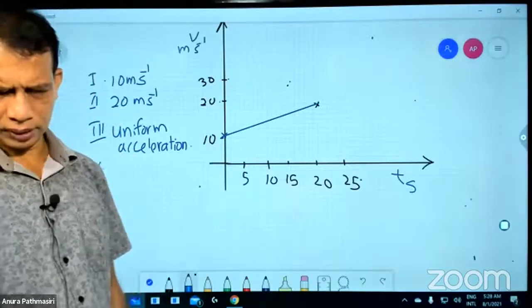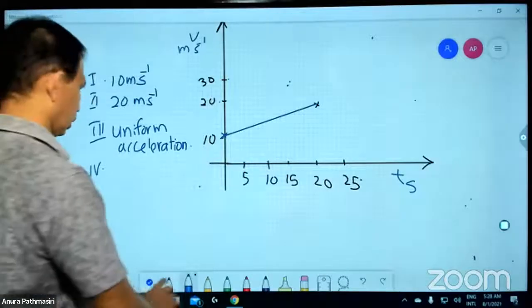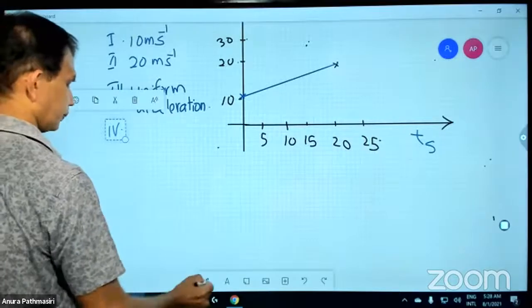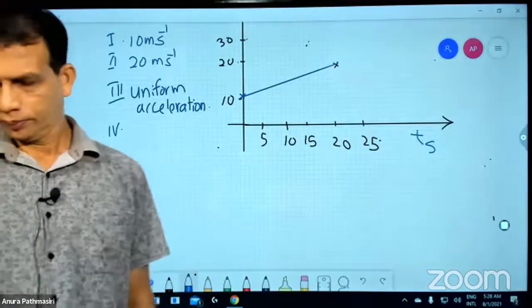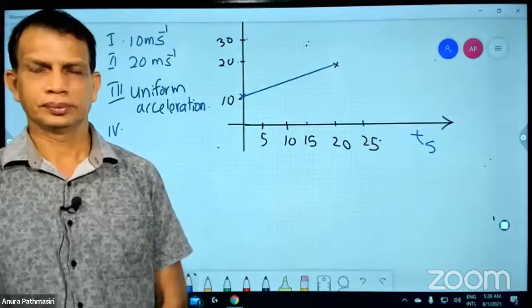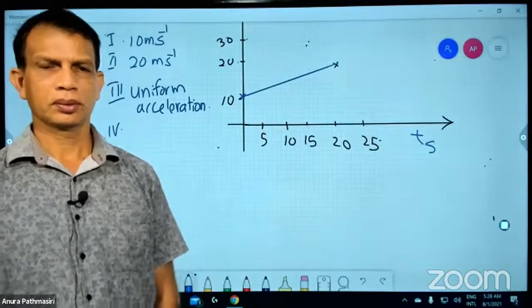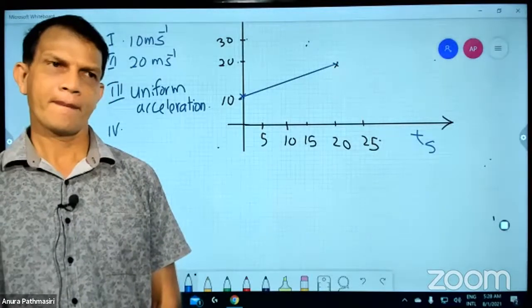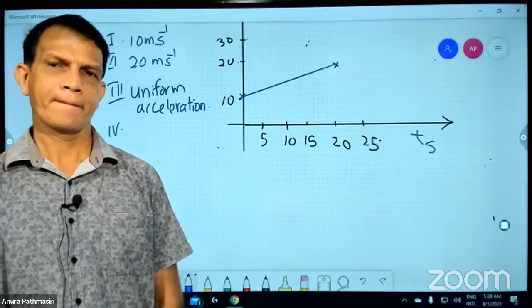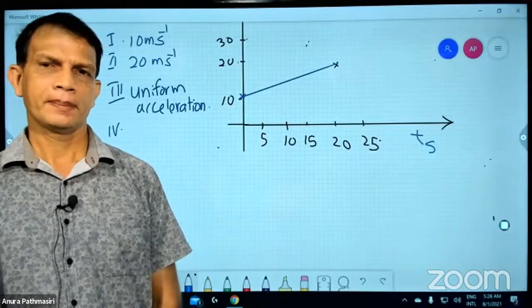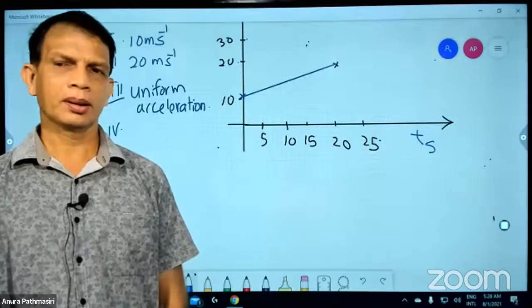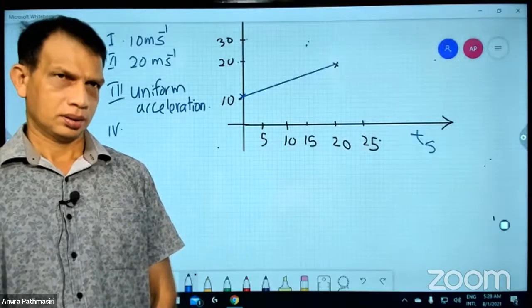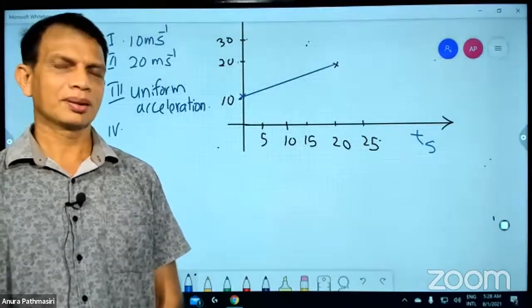And the fourth one, find the value of the above motion. Now what sort of equation should I use to find the value? The gradient of the graph: change in y divided by change in x.